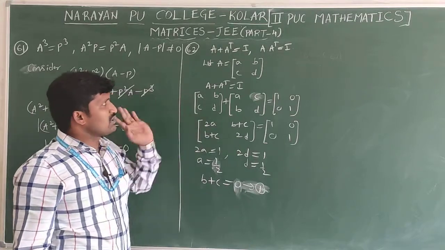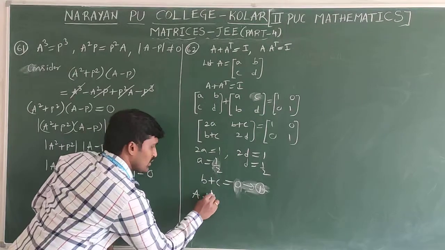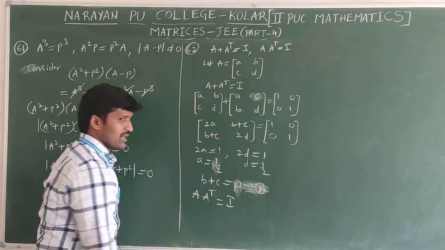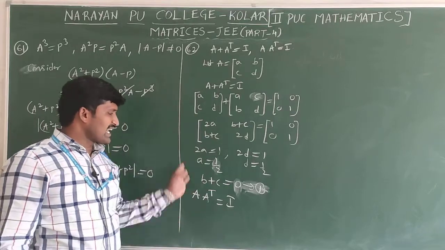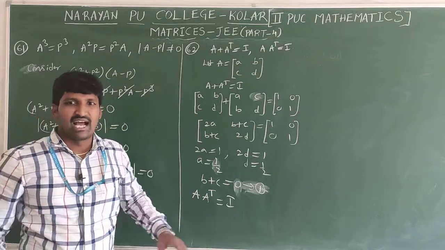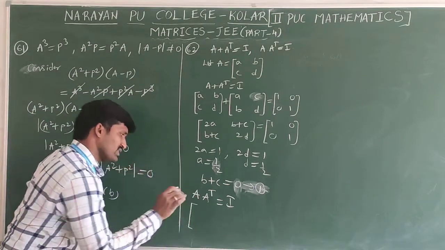Next we need the B value and C value. They have given one more condition. What is the condition? A into A transpose equal to identity matrix. Now from this, if you take A to the right side, it will become A inverse. Again, finding A inverse is a waste of time, not required. Now do it with the product only.